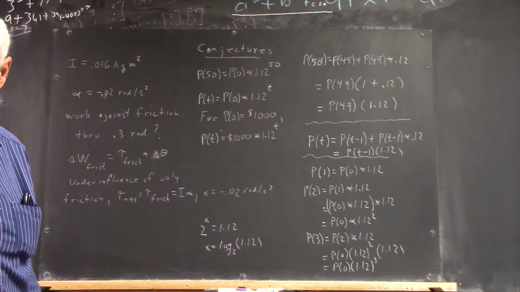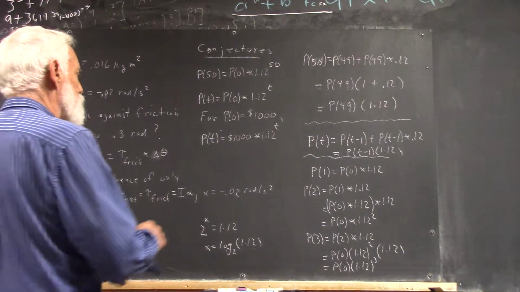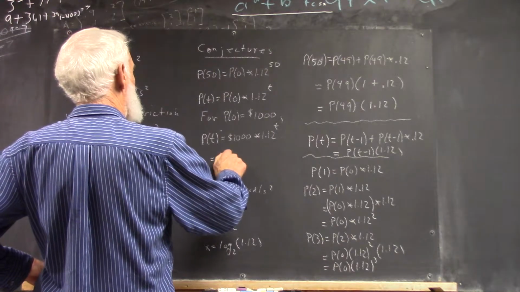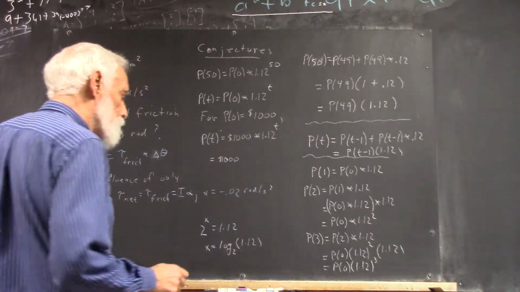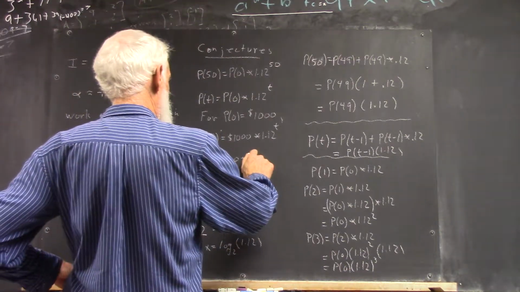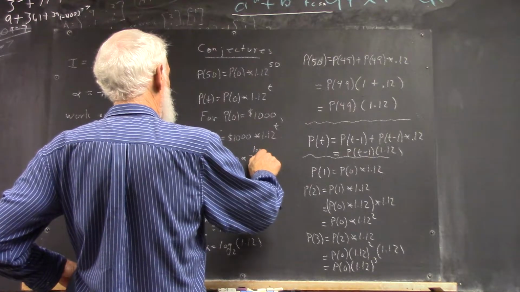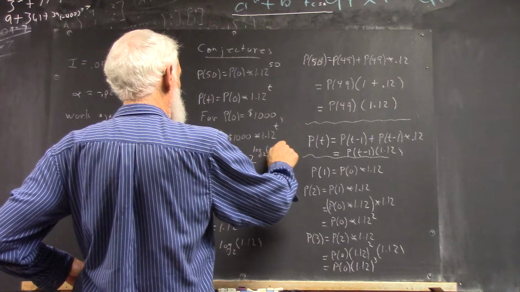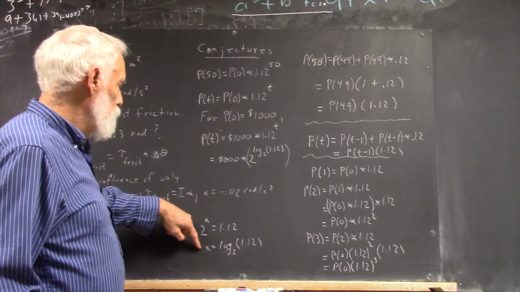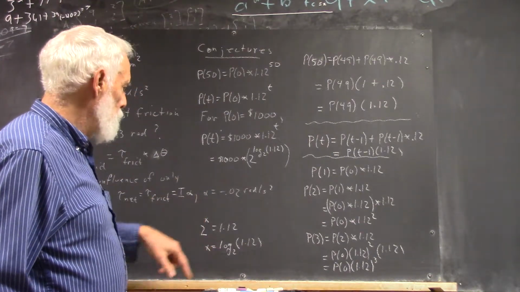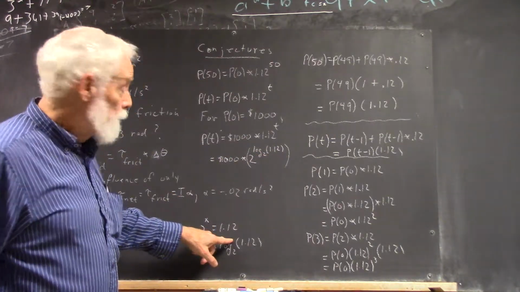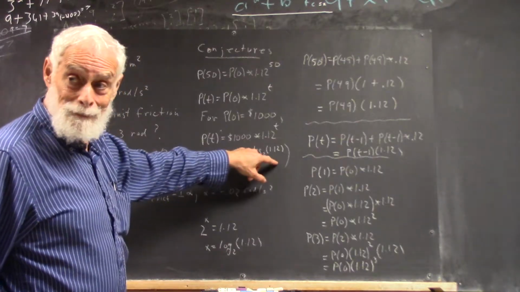Okay? So this equals $1,000 times 2 to the log base 2 of 1.12, because that is what 1.12 is: 2 to the log base 2 of 1.12 is 1.12. You can also see that because these are inverse functions, okay?